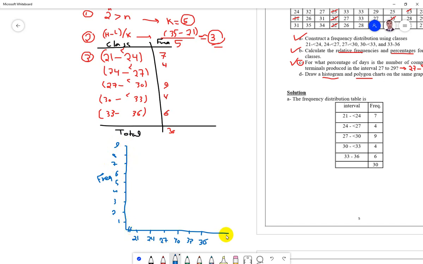So now for the first class from 21 to 24, we have the frequency equal 7. So try to have one bar. Still we have bars, the histogram as bars. For each class you have one bar. The height for that equal the frequency value. So I'm trying to be accurate for that.